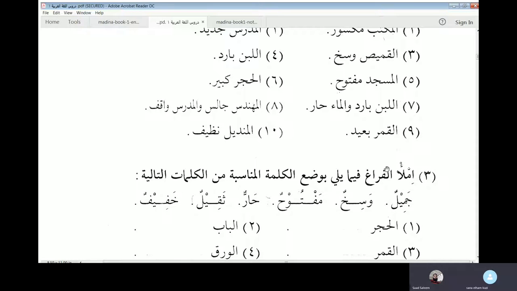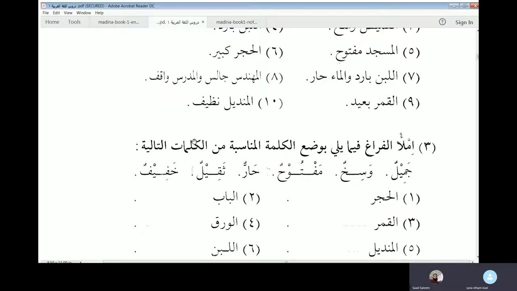Al-qamaru ba'id. The moon is far. Al-mindilu nazif. The handkerchief is dirty. Clean. Nazifun, clean. And what is dirty? Wasikhun.